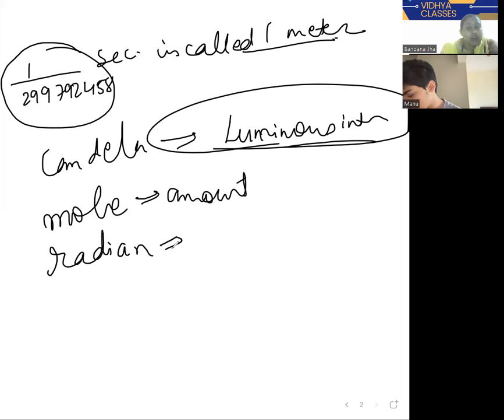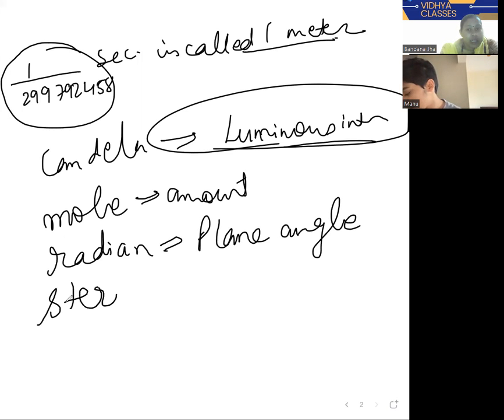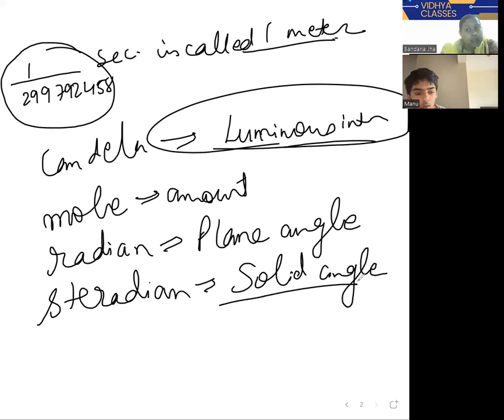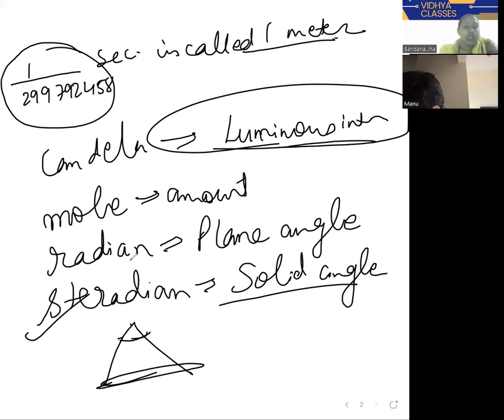Radian is for what? Plane angle. Then steradian is for what? Solid angle. Suppose I have taken a solid cone, then how much angle it has made? That is what we are talking about with steradian. But if I am talking about the plane surface and I have to make an angle, then it will be by radian.